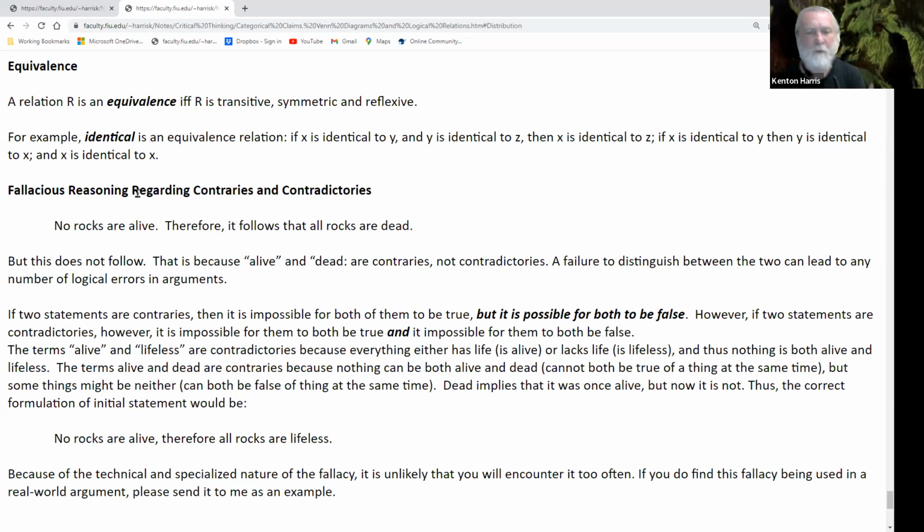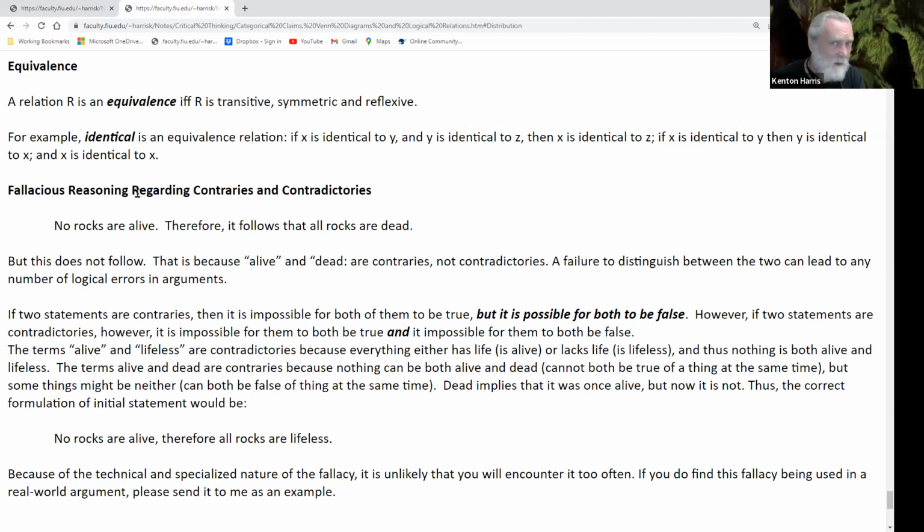I'll just finish off with this sort of thing, right? The fallacy of regarding a contrary term as if it were a contradictory term. It's related to this notion of contradiction and contrariety, being a contradiction and being a contrary. They're related, they're similar in a certain respect, but they are distinct. So notice, were I to say no rocks are alive, therefore it follows that all rocks are dead. No, not really. Why is that? Well, because alive and dead are contrary terms.